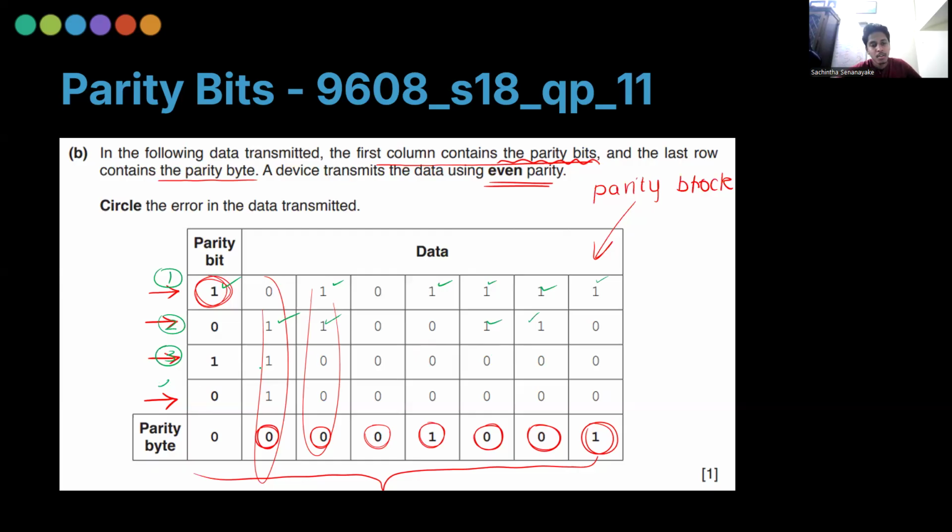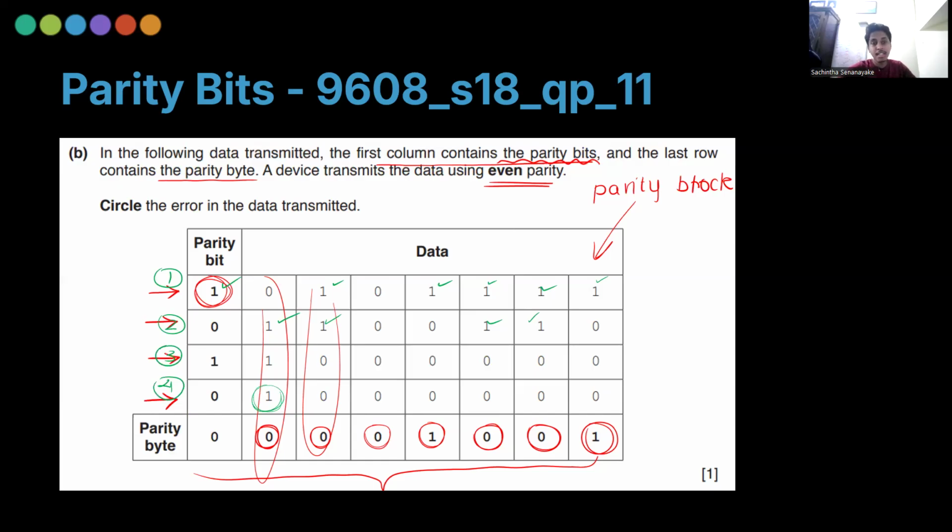What about row number 4? Oh, row number 4 only has a single one. Oh, that's an odd number of ones. If this was an odd number of ones, what should the parity bit have been? The parity bit should have been a 1, right? But the idea here is that the parity bit is 0 because it would have previously been an even number of ones before transmission.